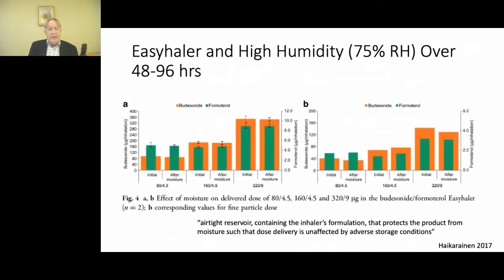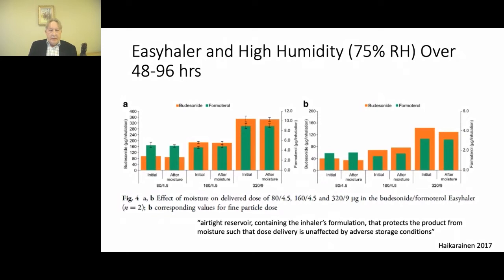Here's a study with the Easyhaler in high humidity, a widely used inhaler in Europe. On the left, you see delivered dose of budesonide and formoterol at different temperatures and strengths, and it looks like the delivered dose remains pretty stable under those conditions for 48 to 96 hours. On the right, the fine particle dose looks pretty stable, although there was perhaps a drop in the budesonide at about 48 to 96 hours.